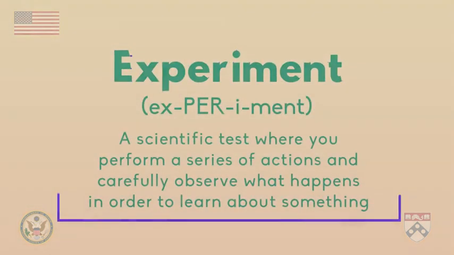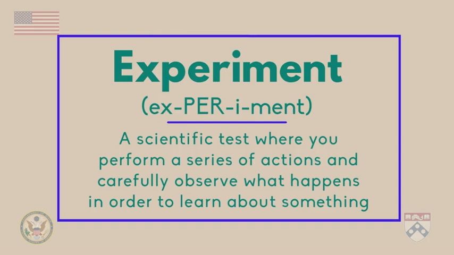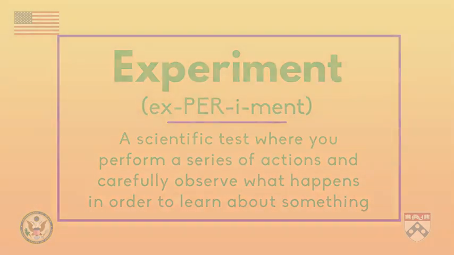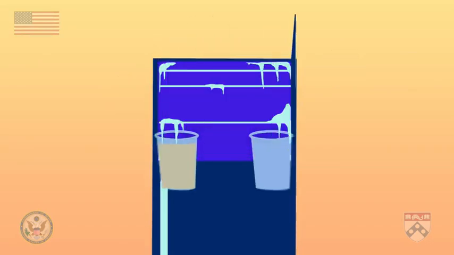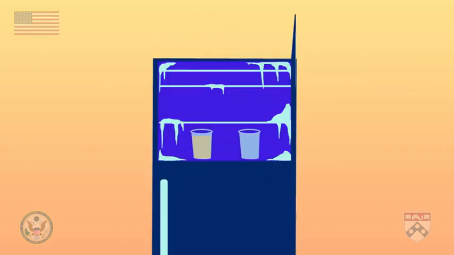An experiment is a scientific test where you perform a series of actions and carefully observe what happens in order to learn about something. For example, if you want to test to see if water freezes faster than soda, you could conduct an experiment where you put an equal measurement of water and soda in a freezer and observe which liquid turns to solid faster. The information or data we collect from this experiment would be called our findings.